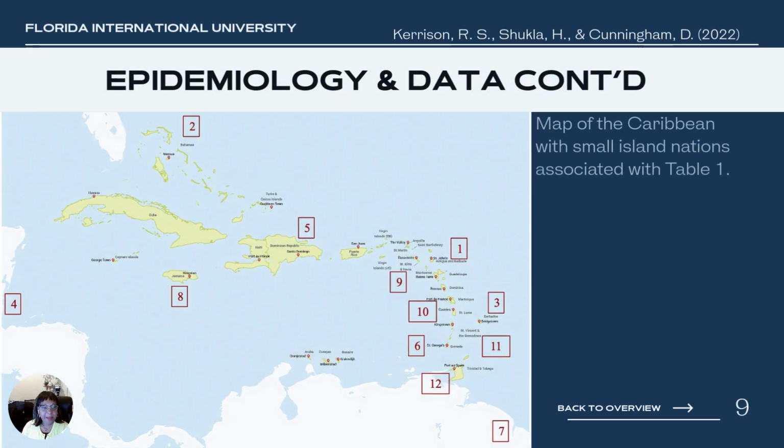So here, this map is an extension of table 1. This map highlights some of the small islands facing this burden, right? As I mentioned, you see some of the islands within the map of the Caribbean small islands. And here, many of the region lack resources to adequately manage the disease, pointing to a need for better health infrastructure and policy support in the Caribbean.